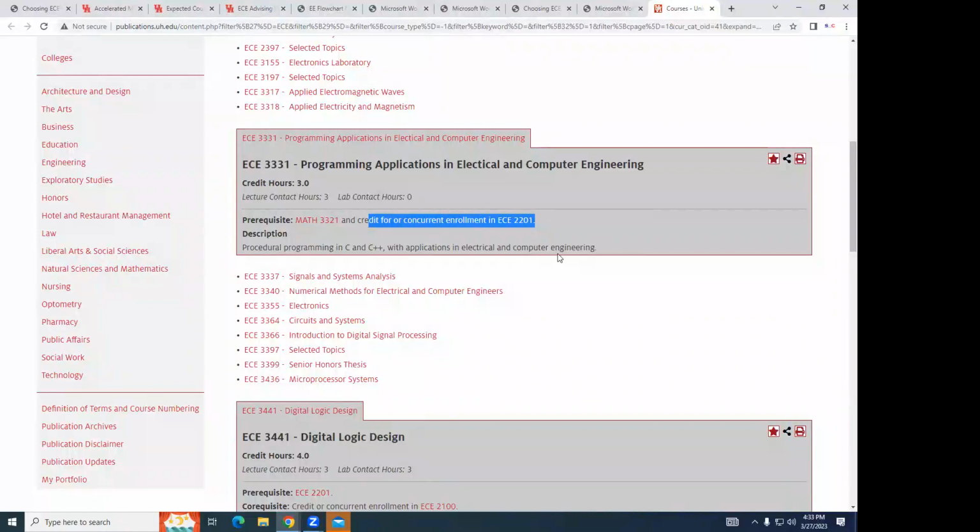And then for that one, is there any way to waive the EMAT requirement for 3330? No. Okay.